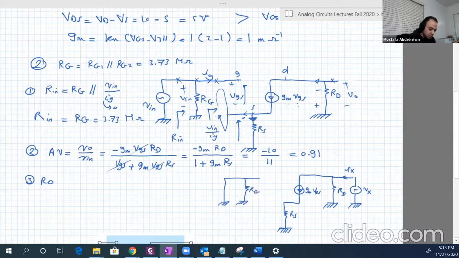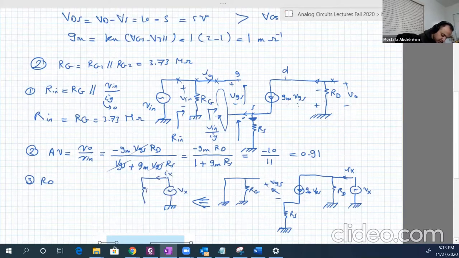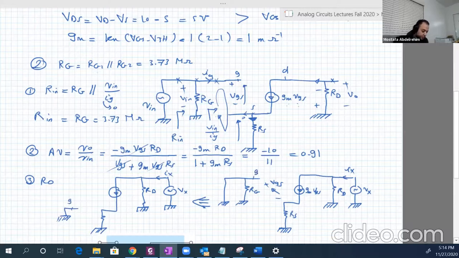Here is RG. Remember, here is VGS. So what happened? RG is in parallel with a short circuit, so it will be shorted, right? So we can just remove it. Let's draw it again. So this will be something like this. Here is Vx, and here is Ix, RD. And this will be just ground like this. So this is basically the gate, because the gate is just connected to ground now. And here is VGS.